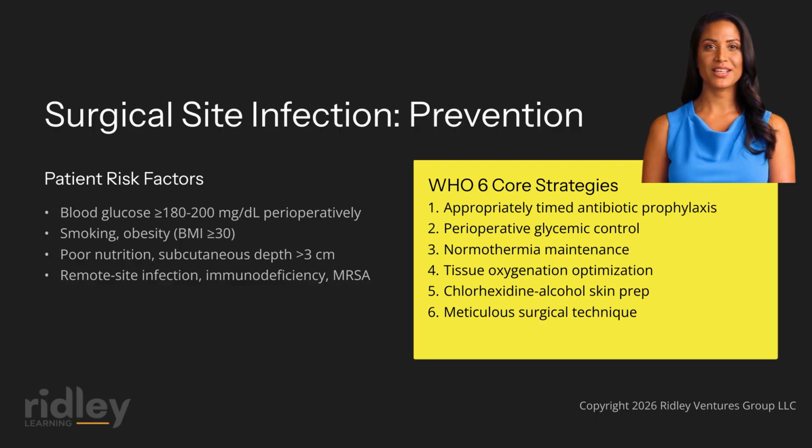Let's now talk about surgical site infection prevention. Surgical site infections are a preventable complication that significantly increases morbidity, length of stay, and healthcare costs. A thorough evidence-based approach to surgical site infection prevention integrates perioperative risk modification with intraoperative and postoperative strategies. Patient risk factors include perioperative hyperglycemia with serum glucose at or exceeding 180 to 200 mg per deciliter, smoking, obesity with a body mass index of 30 or higher, poor nutritional status, subcutaneous tissue depth exceeding 3 cm, coexistent infection at a remote body site, immunodeficiency, and methicillin-resistant Staphylococcus aureus colonization.